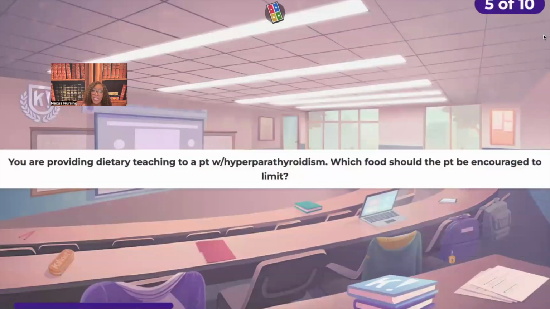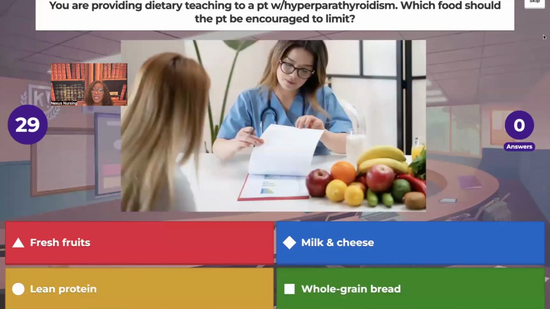You're providing dietary teaching to a patient with hyperparathyroidism. Which food should the patient be encouraged to limit? Would it be fresh fruits? Would it be milk and cheese? Would it be lean protein? Or would it be whole grain bread? You're teaching a patient with hyperparathyroidism. What type of foods would you teach them to limit?